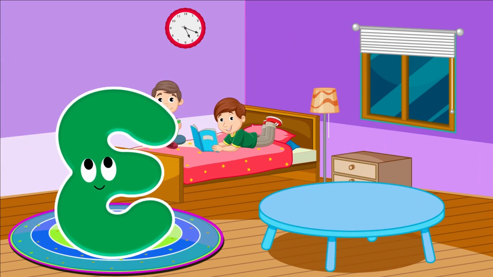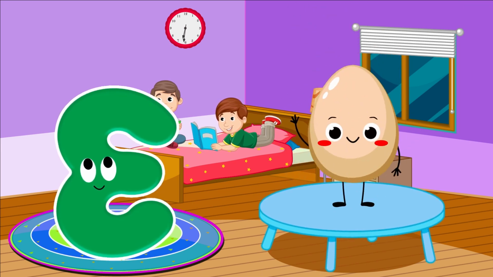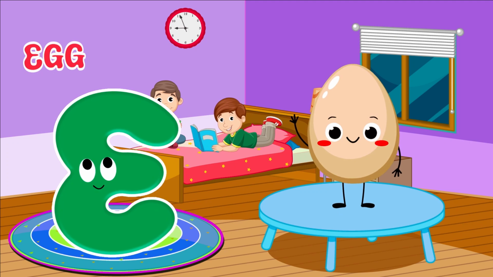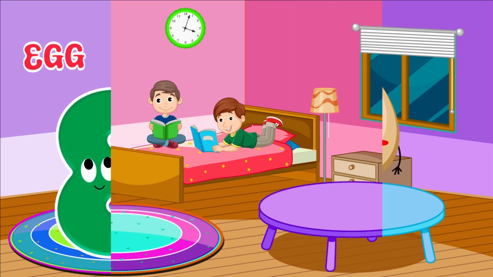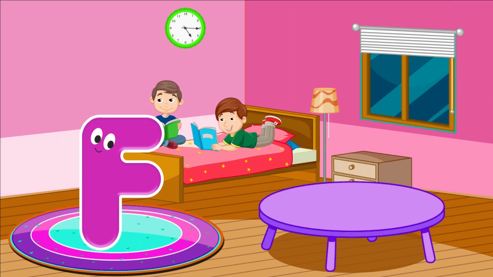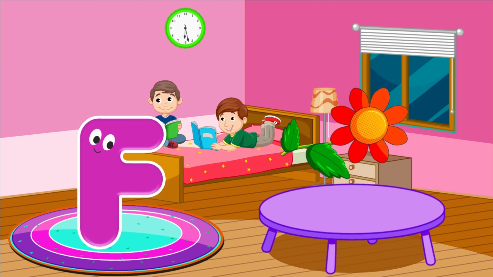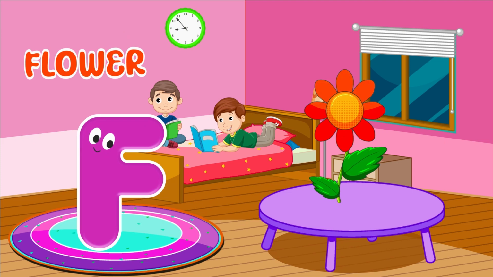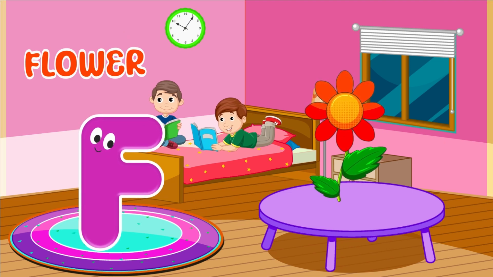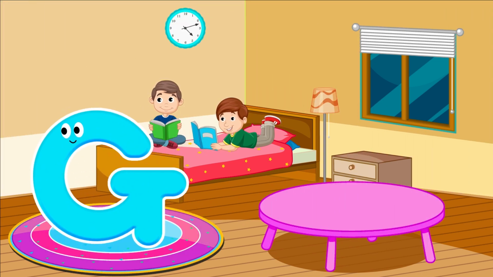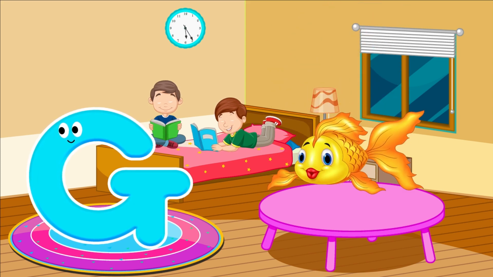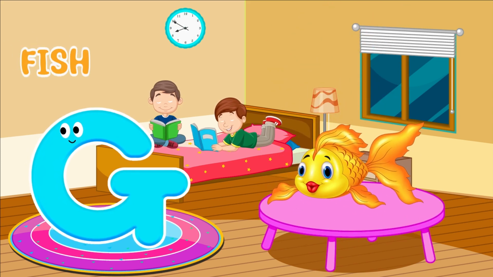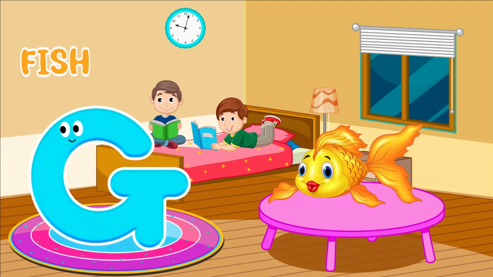E. E is for egg. Egg. F. F is for flower. Flower. G. G is for goldfish. Goldfish.